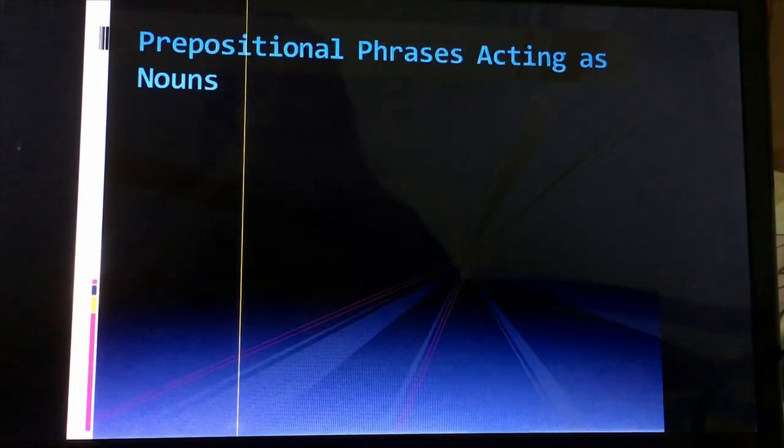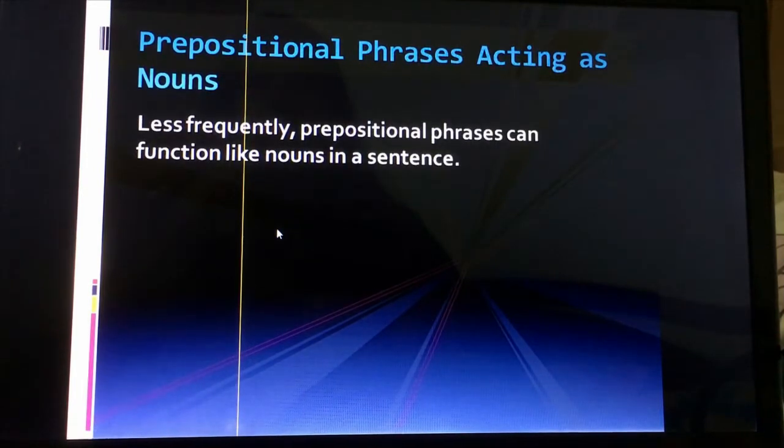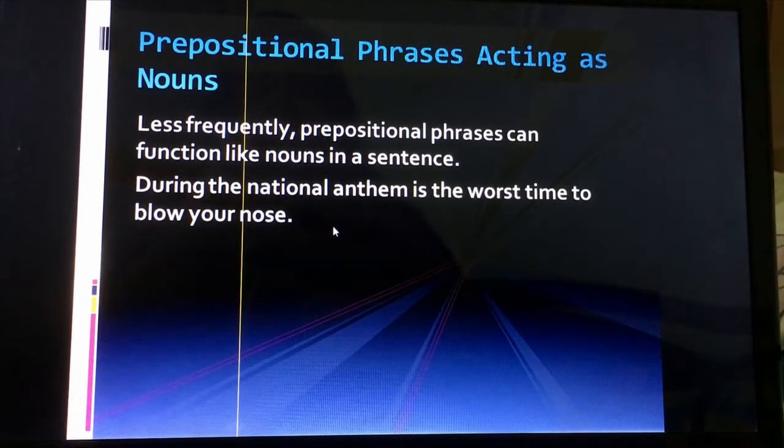There is another point, which is prepositional phrases acting as nouns. It can also act as a noun. Less frequently, prepositional phrases can function like nouns in a sentence. Let's see some examples. During the national anthem is the worst time to blow your nose. Here you can see that during the national anthem, this whole thing, is a prepositional phrase. During is our preposition, and during the national anthem is a prepositional phrase acting like a noun in this sentence.